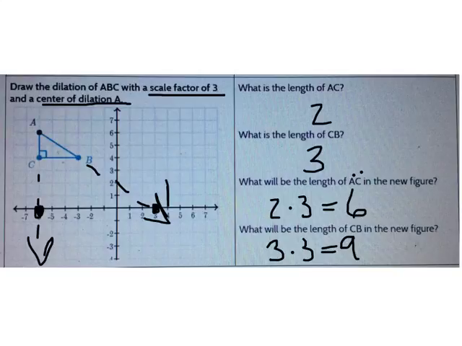So I can label B prime and C prime and draw my triangle. Go ahead and draw that dilation on your paper now. The triangle was dilated by a scale factor of 3.